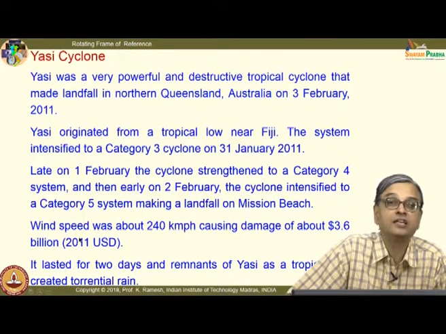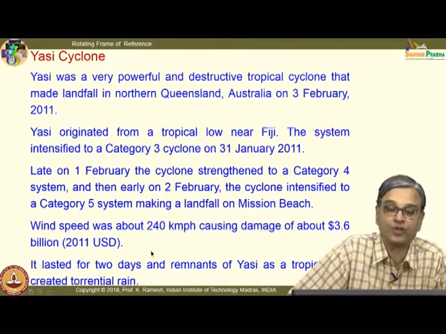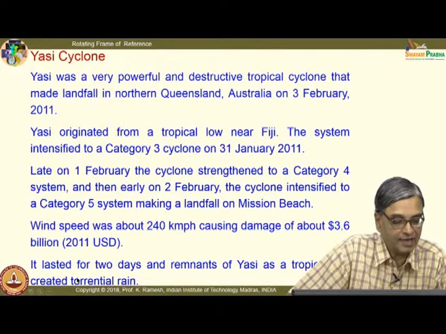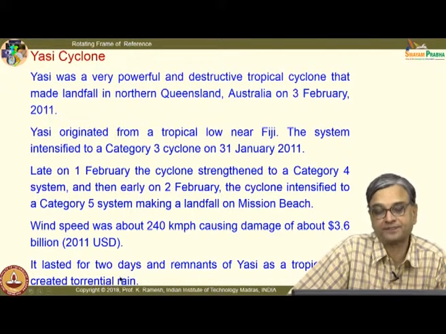Here again the speed was very high, of the order of 240 kilometers per hour. Damage is estimated to be slightly less, in the order of just 3.6 billion, again a huge sum of money. It lasted for 2 days, and the remnants of Yasi as a tropical low created torrential rain.